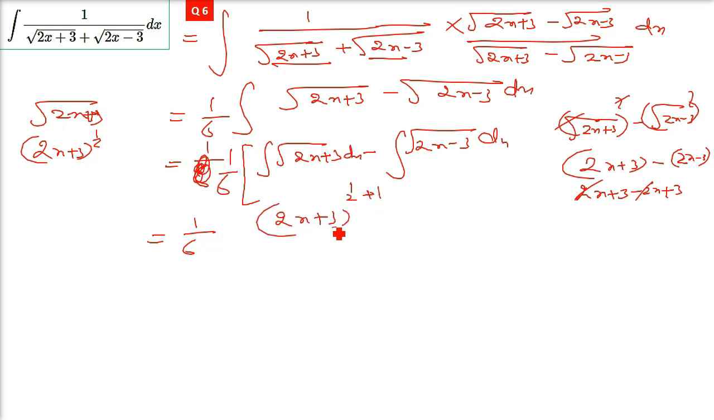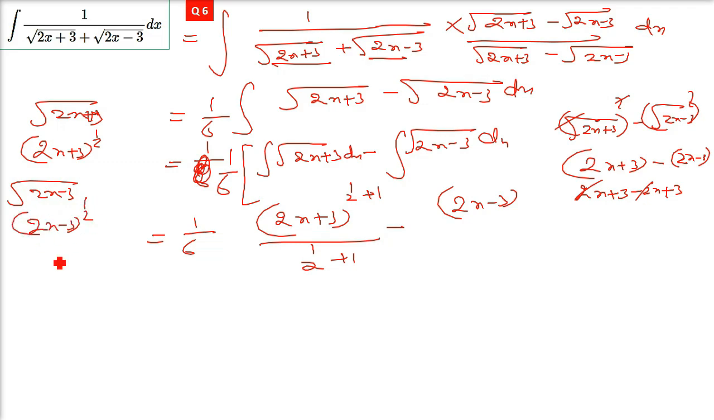What formula am I using? Half plus 1 in the denominator. 2x plus 3 to the power half plus 1 divided by half plus 1, minus 2x minus 3 to the power half plus 1 divided by half plus 1. So I have used this formula.